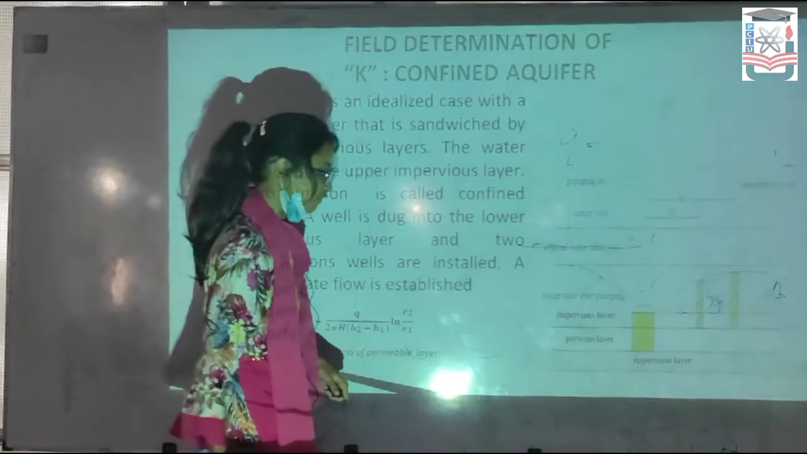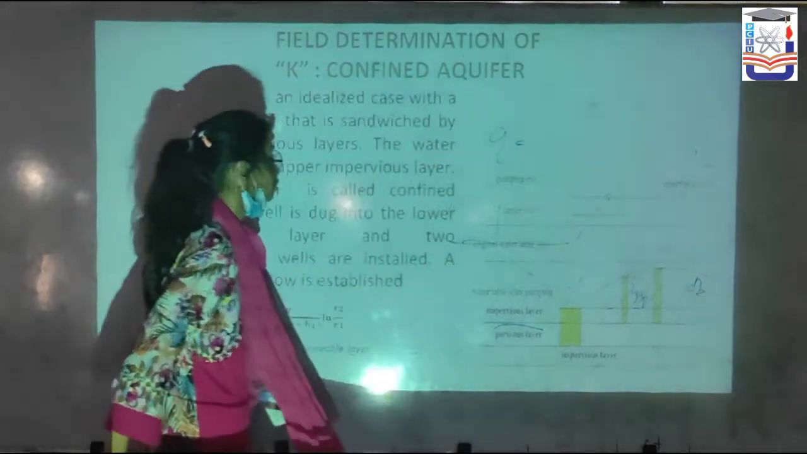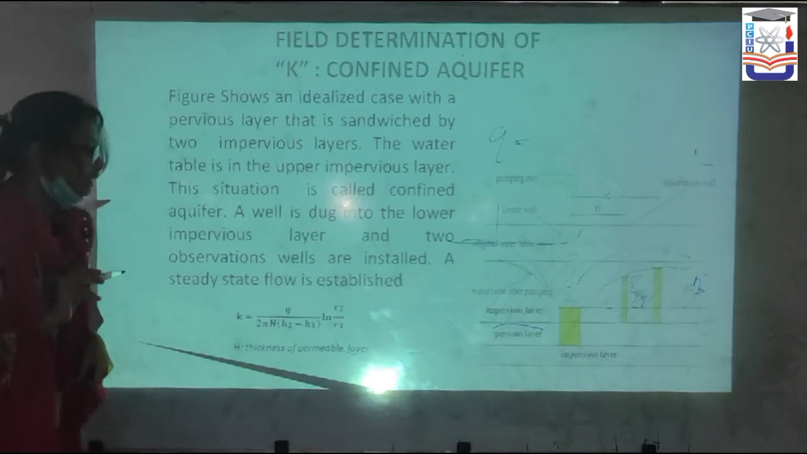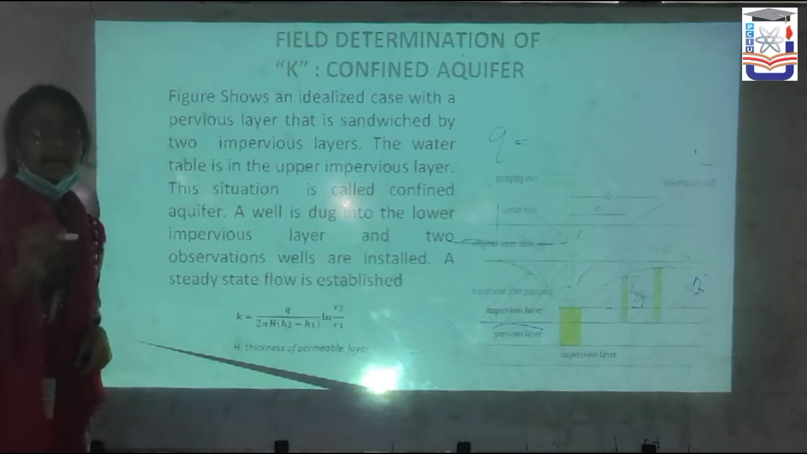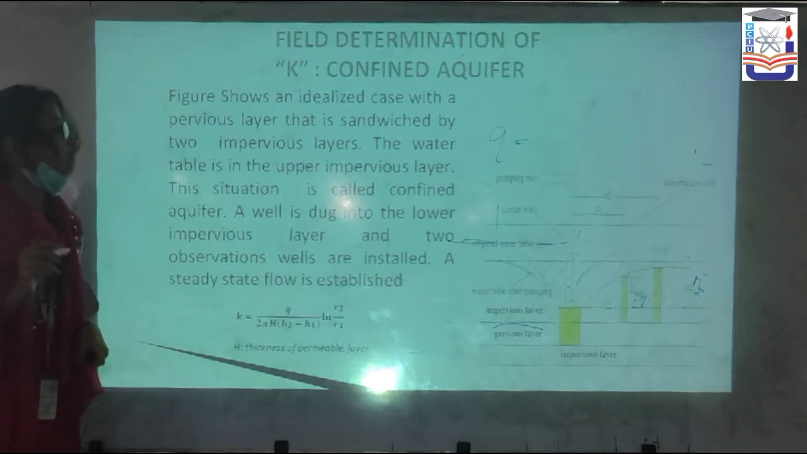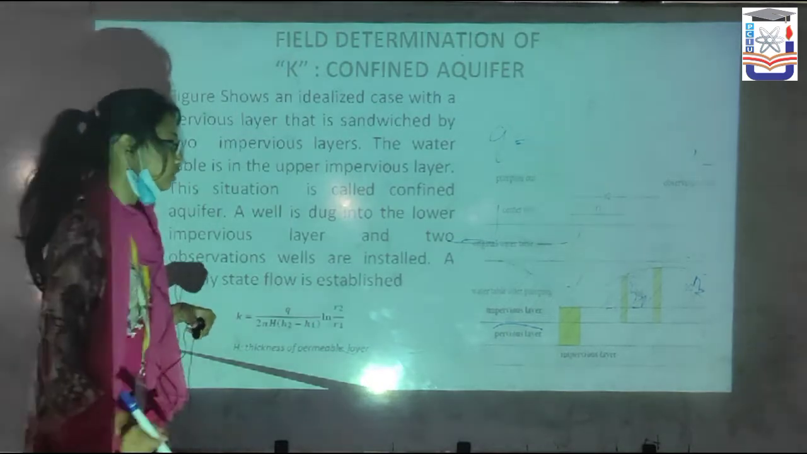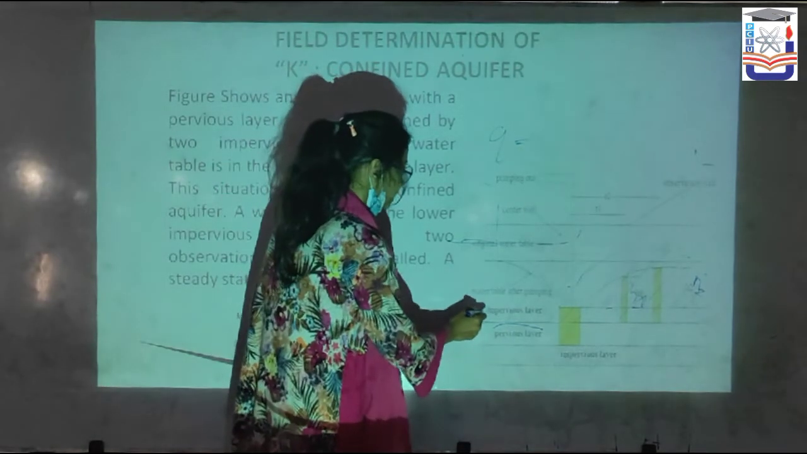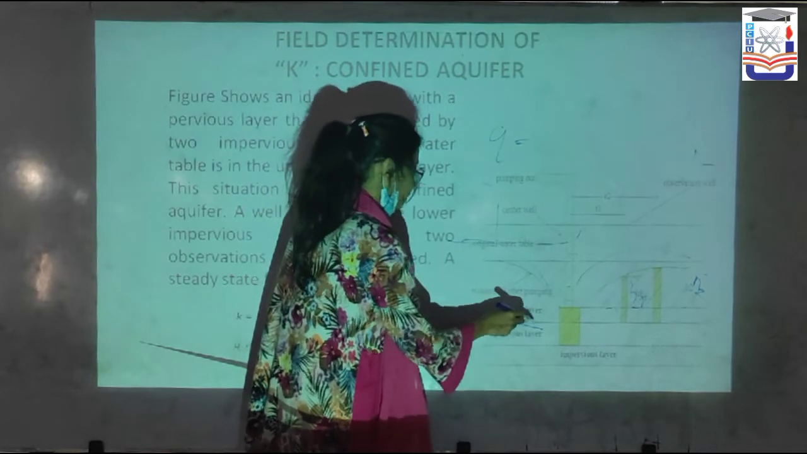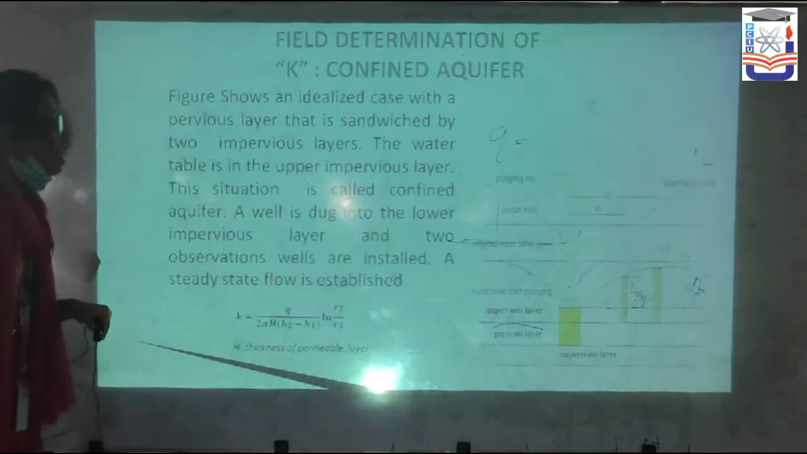Now I am going to present the confined aquifer. Here we can find two impervious layers and one pervious layer. First we need to know what a confined aquifer is. An impervious layer is present on each side and the pervious layer is present between the two impervious layers, so it is called a confined aquifer. A confined aquifer looks like a sandwich. Why is it called a sandwich? Because in the picture we see two impervious layers, and the pervious layer occupies the center position. That's why it looks like a sandwich.